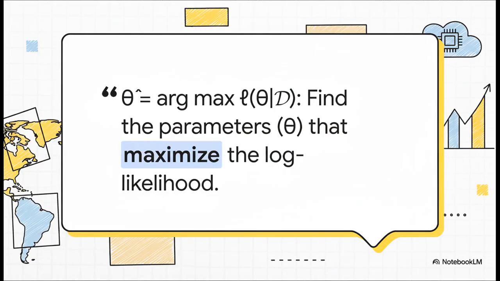And this is what that goal looks like in math terms. We want to find theta hat, which is our best estimate for the parameters. We find it using argmax, which is just a fancy way of saying find the argument, the specific value of theta, that results in the maximum possible value for our log likelihood function. For our map, this means finding the smallest possible box that still contains every single one of our data points.